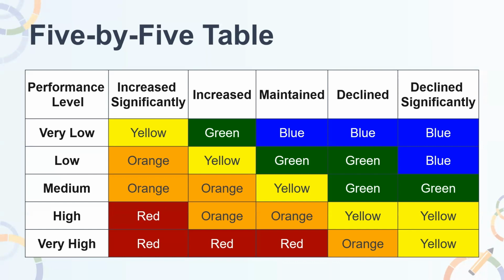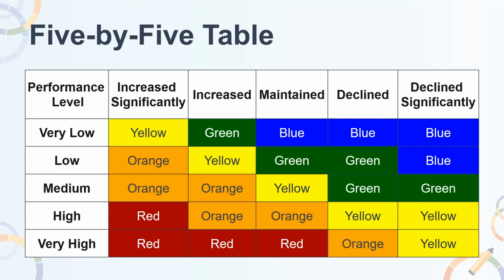In this example 5x5 chart, to receive a blue performance level, an LEA, school, or student group would need one of the following combinations: a status of very low and a change level of either maintained, declined, or declined significantly, or a status level of low and a change level of declined significantly.